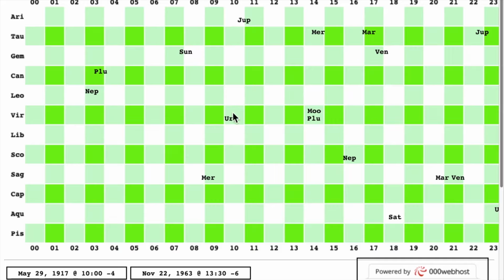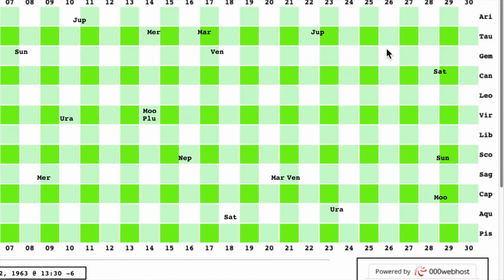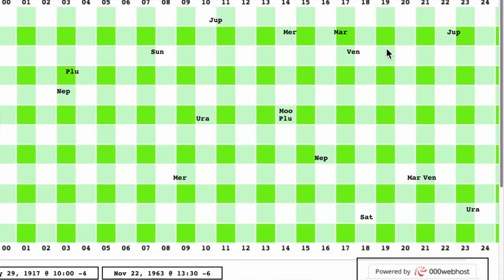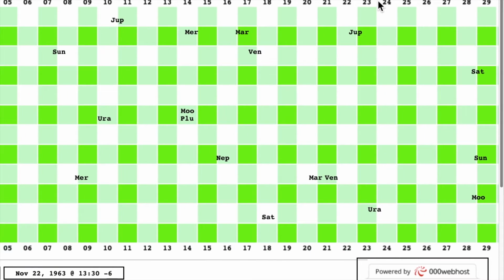Sorry. 1, 2, 3, 4, 5. Is it 5 or 6? 1, 2, 3, 4, 5, 6. There it is. So it's this one. That's 6 planets, all squared within like a 4-degree orb.